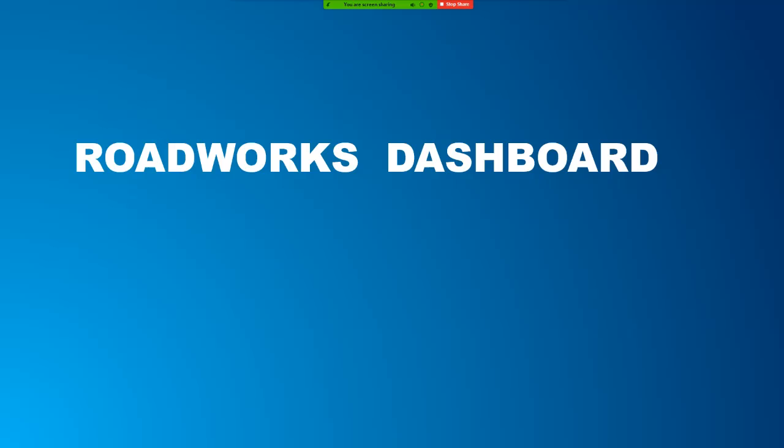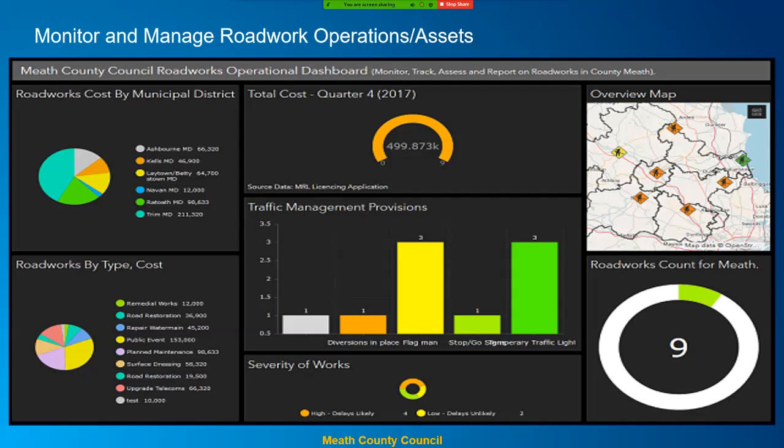Let us take a look at the Roadworks Dashboard. The Meath County Council Roadworks Operation Dashboard monitors, tracks, assesses and reports on roadworks in the county of Meath. The operation dashboard shows an overview map showing roadworks locations. Below the overview map is the roadwork count widget showing the number of roads being worked on. The other widgets look at the roadwork cost. These costs are broken down by quarter, municipal districts, and type of roads. There is also a widget for severity of roadworks and traffic management provision.